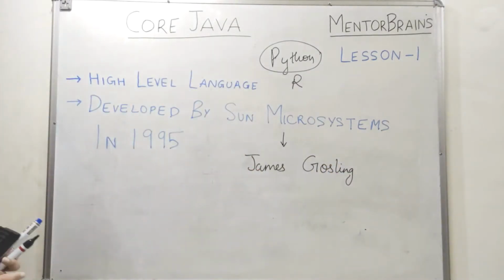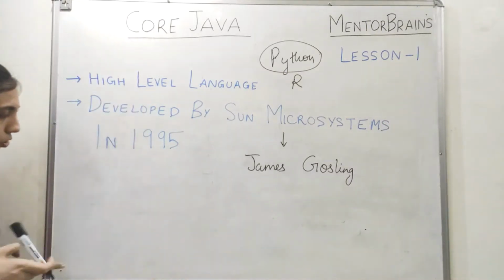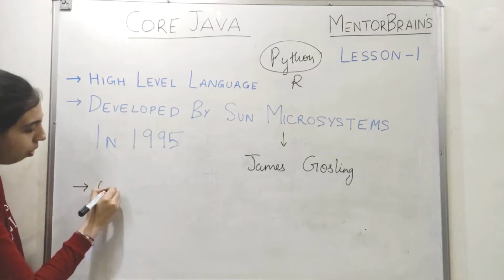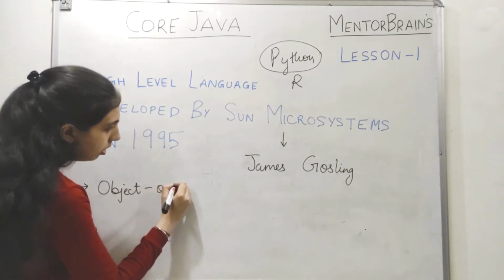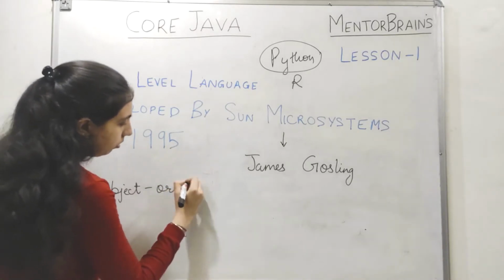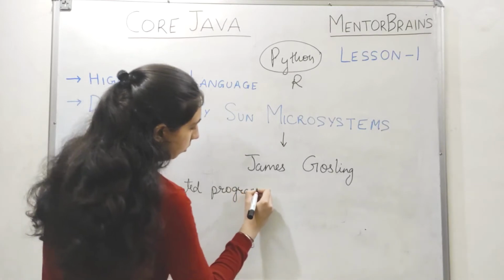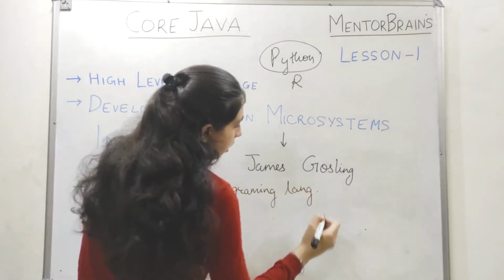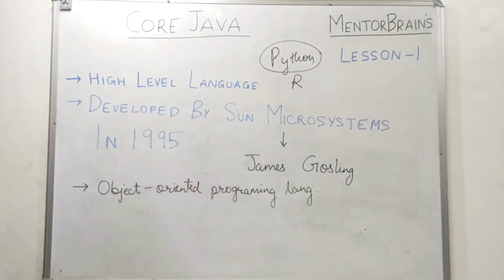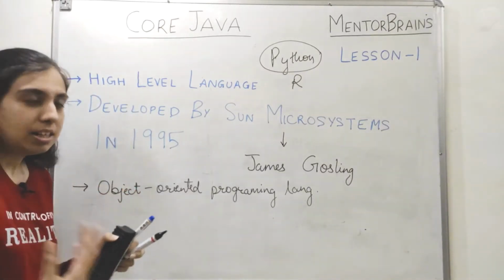Okay, so why do we need Core Java and what is the advantage of it? Let's see that also. It is an object-oriented programming language. That means it's based on the concept of objects. Okay, so what are objects and what does this whole statement mean? Let's see that.